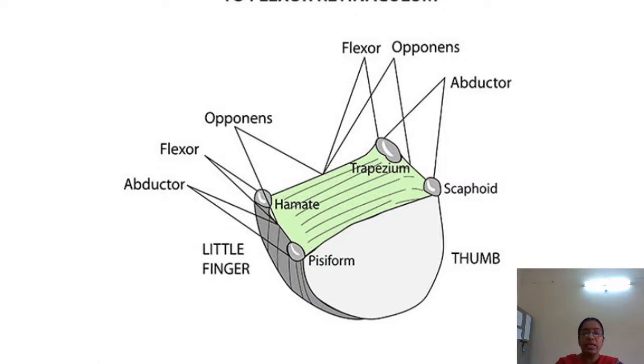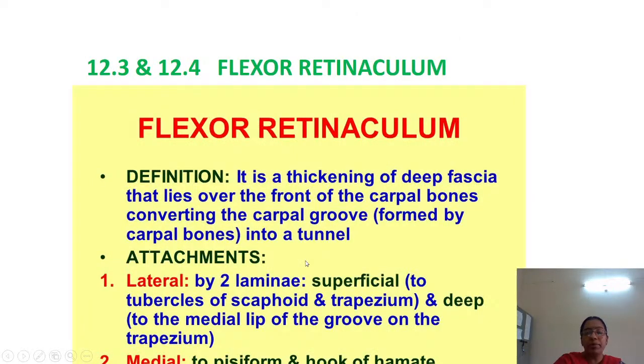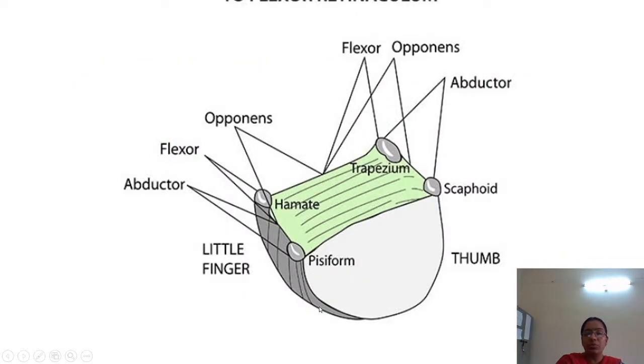groove into the tunnel. Beneath this you are seeing the carpal bones, which will be arranged like this. So the carpal groove is held by means of the flexor retinaculum, which is a thickening of the deep fascia. This groove, which would be small, is converted into a tunnel by means of the flexor retinaculum.